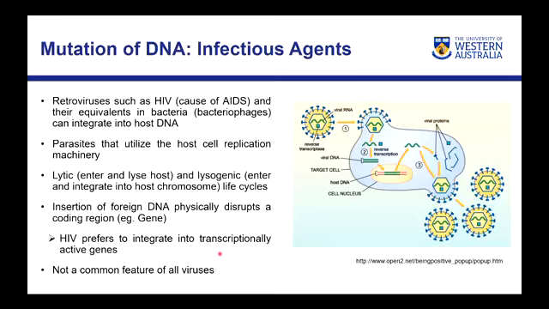Now, some viruses are very clever. HIV, for example, prefers to integrate into transcriptionally active genes. So basically, it knows that its DNA will get transcribed and then produced into protein. So that's one way of ensuring that it's always going to be able to replicate. Now, it's not a common feature of all viruses. Only some viruses do this.